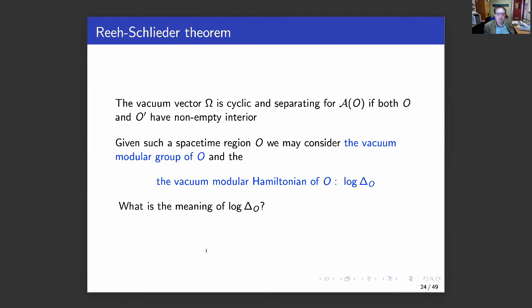And by a classical theorem of Reeh-Schlieder, if you take the vacuum vector, this is cyclic and separating for all local algebras. It means that if I fix any bounded region with non-empty interior, of course, then any vector of the Hilbert space can be approximated as well as we want by applying an operator localized in this region to the vacuum vector. And so we are in the condition to define the modular operator, the modular group, and the modular Hamiltonian. So what is the meaning of the modular Hamiltonian in quantum field theory?